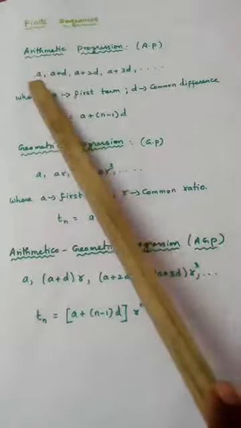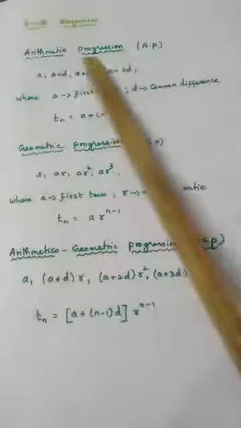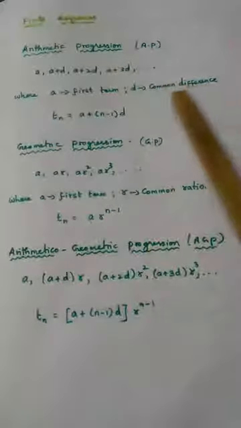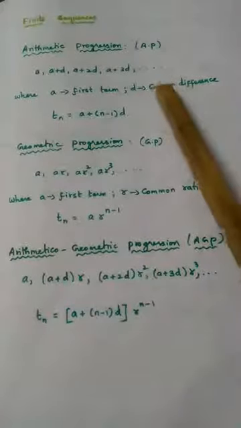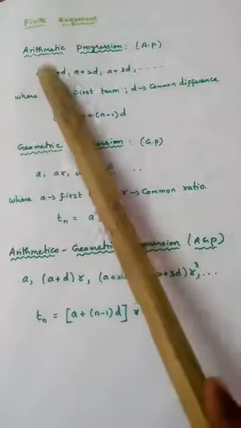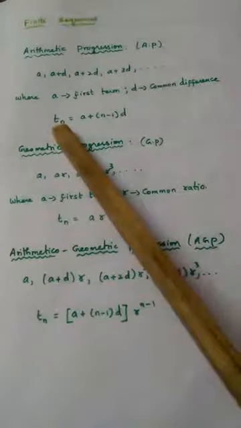The general form of AP is given by a, a plus d, a plus 2d, a plus 3d, etc. So this is called the general form of AP, where a is called the first term, d is called the common difference. How to calculate the common difference? D is equal to T2 minus T1. And also the general term of AP is given by a plus (n minus 1) into d.